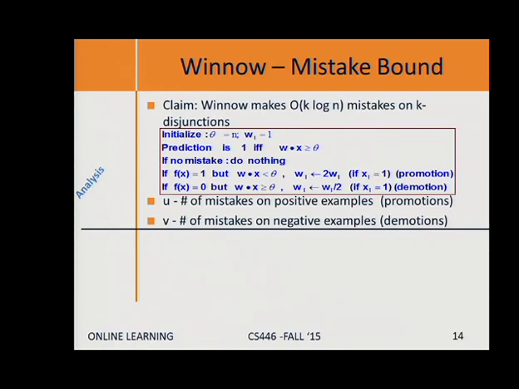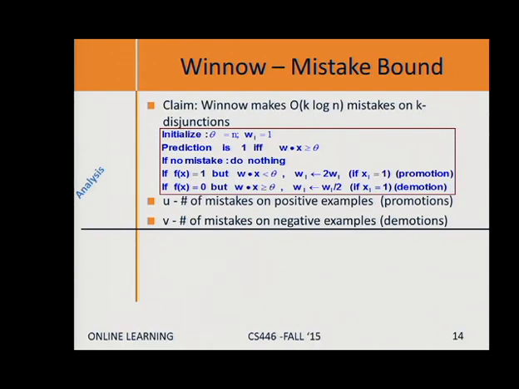We know that only k out of the n variables are on in the target function. We don't know which k are. And I'm going to show that the number of mistakes grows logarithmically in n and linearly with k. So this is the algorithm again.